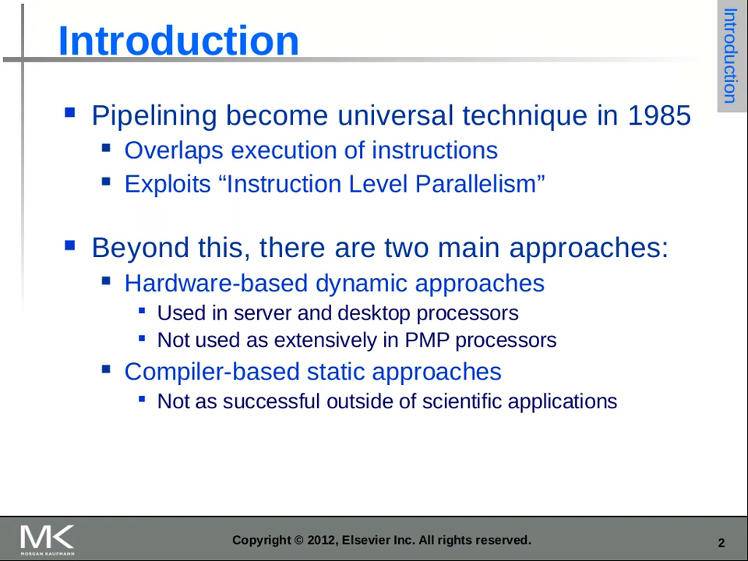So pipelining, aka the in-order pipeline, became universal in 85. In order, and then 95 is when out of order really took over. But there's been other enhancements besides the in-order pipeline and out-of-order pipeline in order to exploit parallelism and improve the performance of your programs.